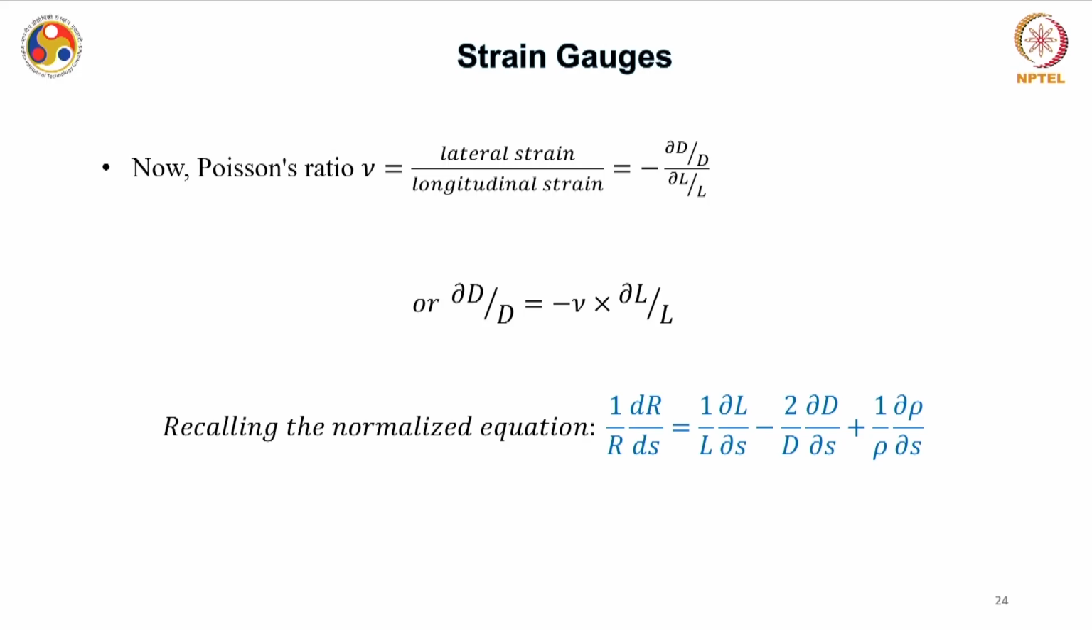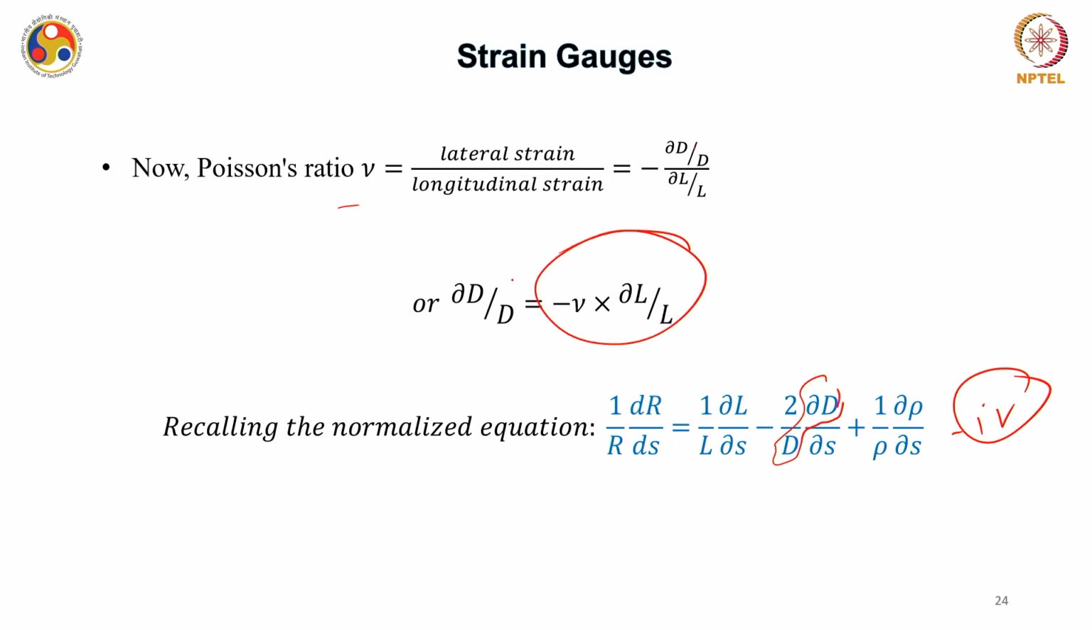Now let's, for example, define a Poisson's ratio. Poisson's ratio is equal to lateral strain by longitudinal strain, and this is equal to minus del D by D, which is the lateral strain, and longitudinal strain, which is del L by L. So, del D by D can be equated with minus of Poisson's ratio into del L by L. Now recalling the normalized equation from equation 4, we just replace this del D by D with this particular value, minus Poisson's ratio into del L by L.